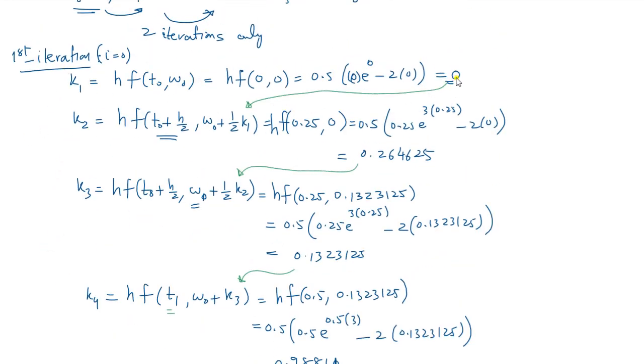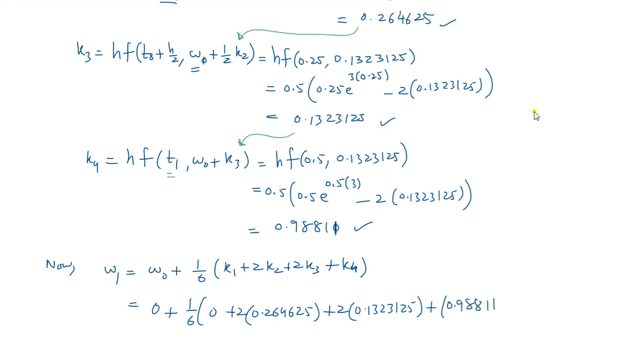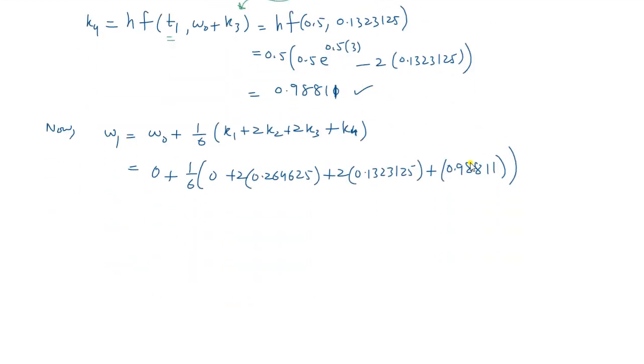We found K1, which is 0. Then W1 is 0, 1 by 6 K1 is 0, plus 2 into K2. K2 is this, 0.264625, plus 2 K3. K3 is this, 0.1323125, plus K4. K4 is this one, 0.98811. So this is your W1. So this is your one iteration of your method.